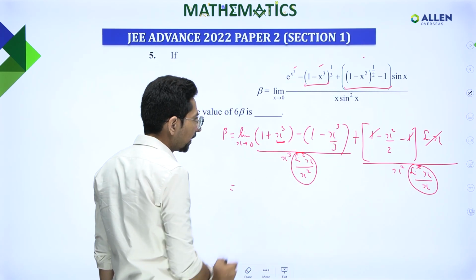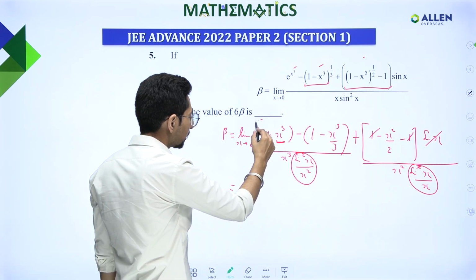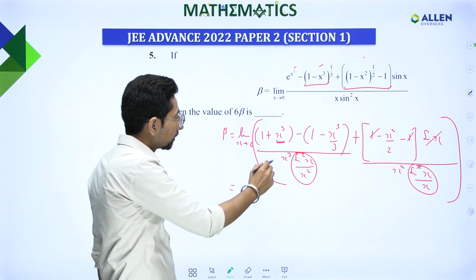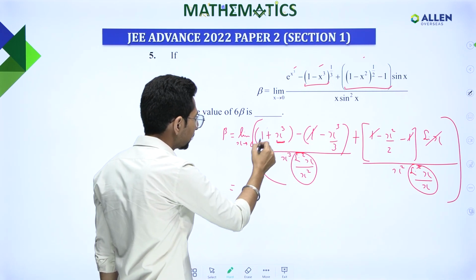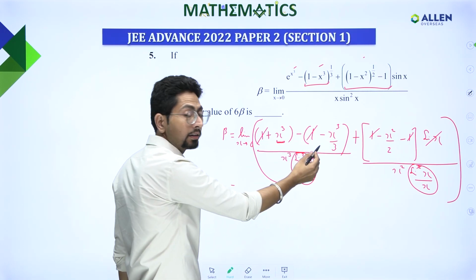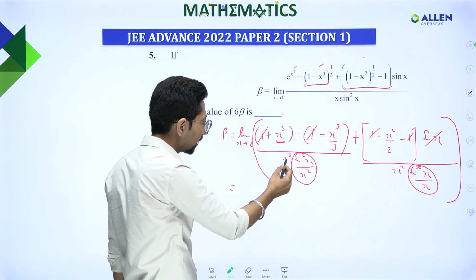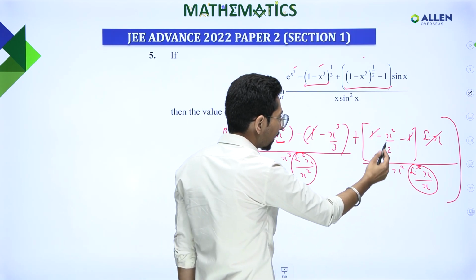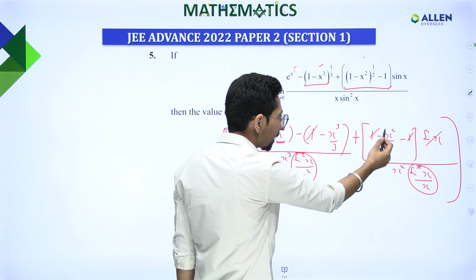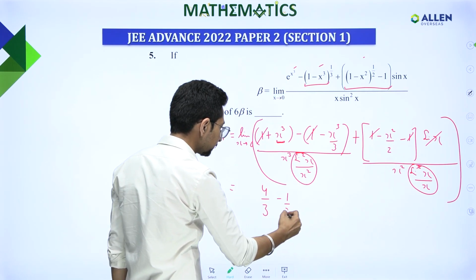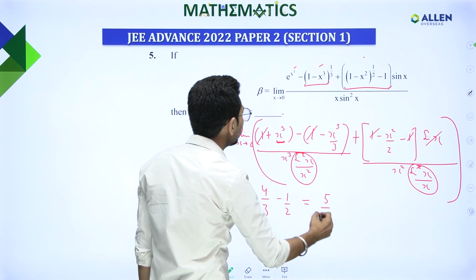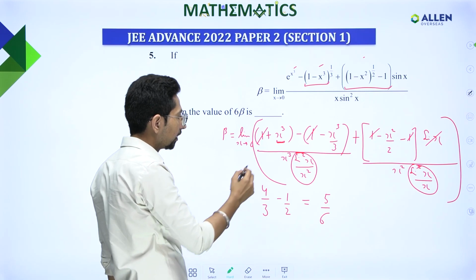So now you just have to take the limit of this entire part, right? According to this, 1 is also cancelled out. x cube plus x cube by 3, that is 4 by 3 x cube, divided by x cube, that is 4 by 3. And from here this will be minus 1 by 2 only. x square gets directly cancelled out. So minus 1 by 2. This is 8 minus 3, 5 by 6, and you have to find 6 beta. So 6 beta will be 5 only.